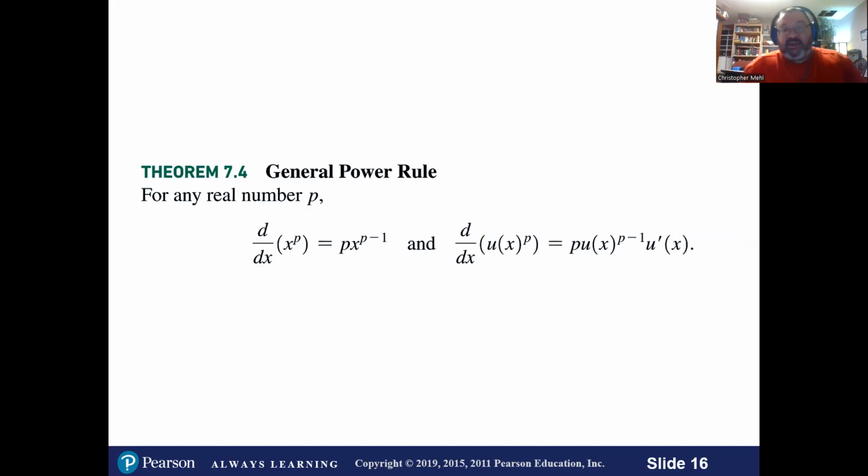Okay, so then that can lead to the general power rule for any real number. Prior to that, we had it for rational numbers, but we can define it for any real number p. The general power rule is the same as the old power rule, right? The derivative d/dx of x to the p is p x to the p minus 1 for any real number p.